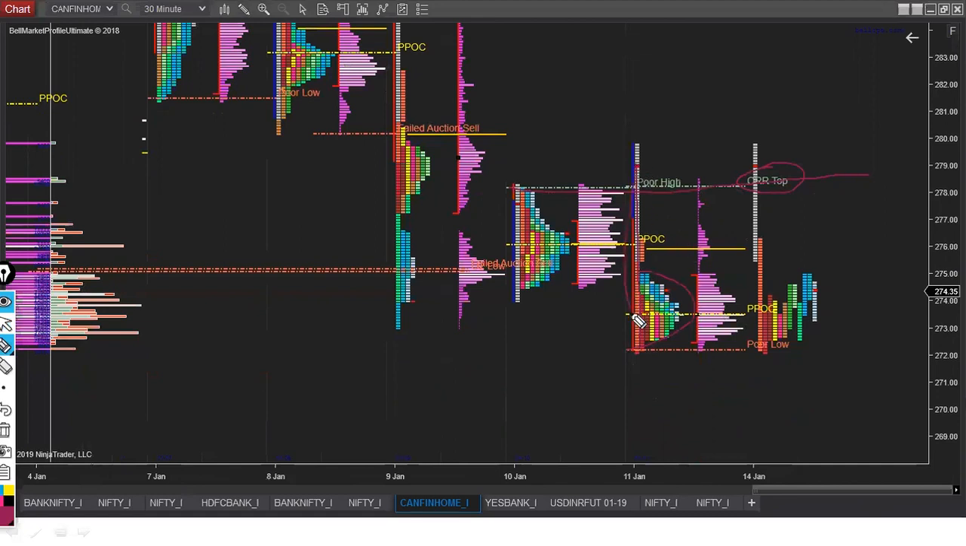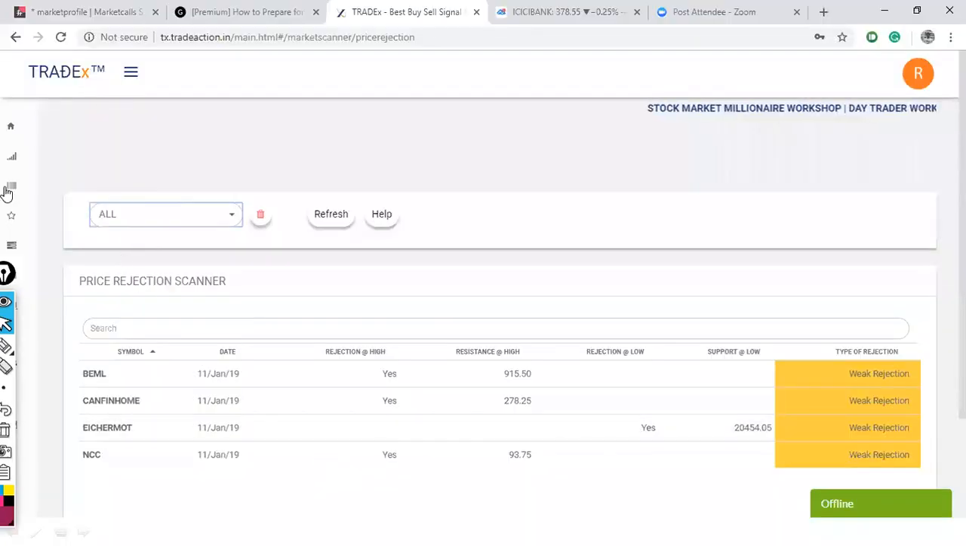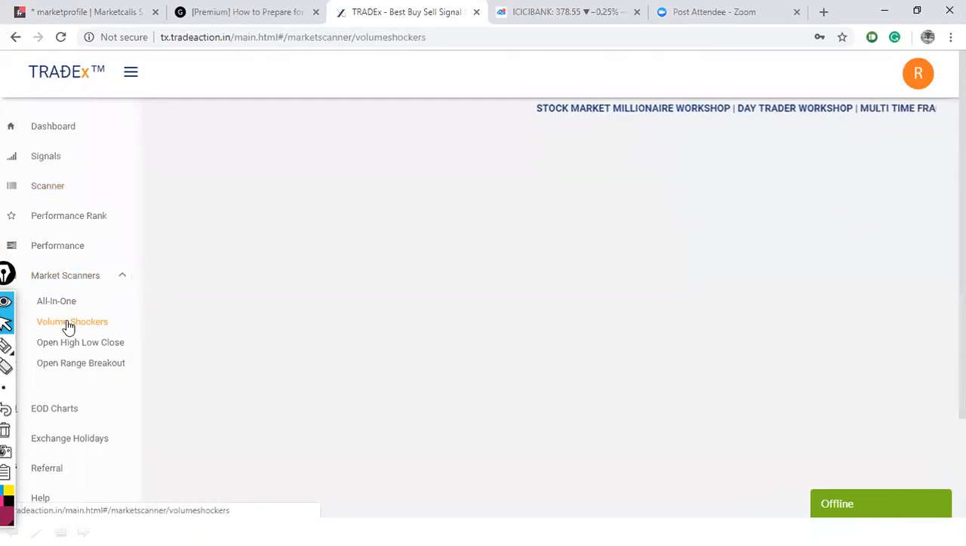The price rejected completely. That particular day, point of control started forming here. It never went down. So it will be considered a weaker rejection. Moreover, volume is also not confirming. So there is one more scanner over here which tells you how the first 1 hour volume looks like. There is a volume shocker scanner which tracks only the first 1 hour activity.